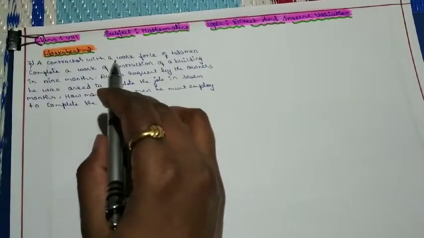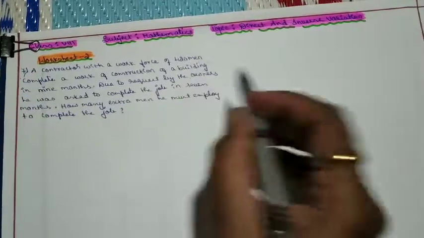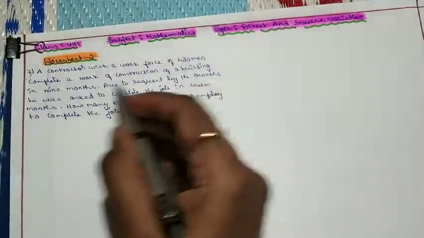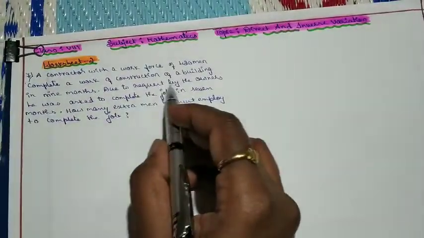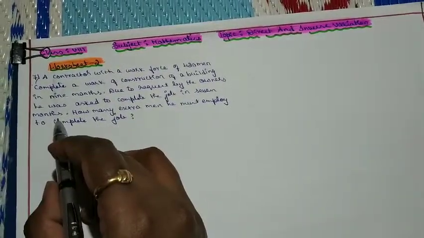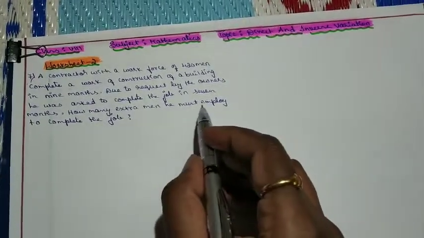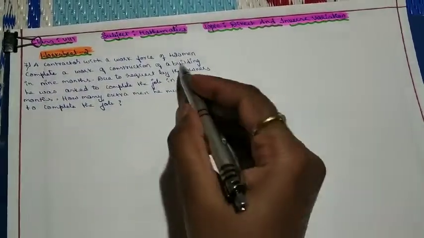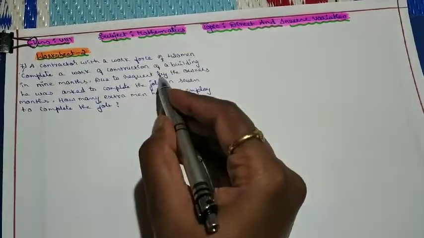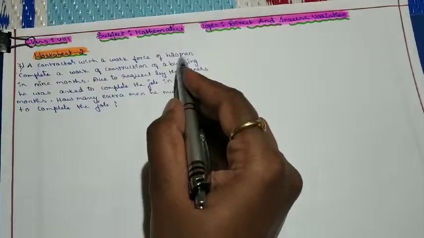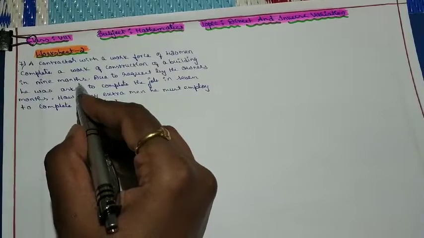A contractor with a workforce of 420 men completes a work of construction of a building in 9 months. Due to request by the owners, he was asked to complete the job in 7 months. How many extra men must he employ to complete the job? So here, children, the two quantities are given. One is the number of men and the other is completing the job in months. So two quantities are number of men and the number of months.